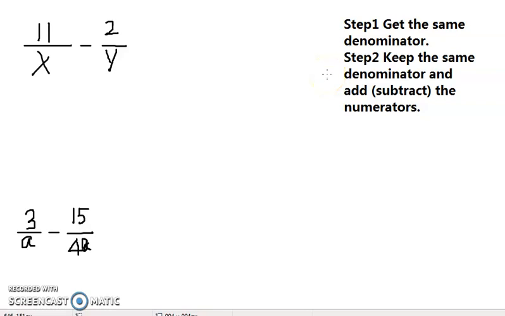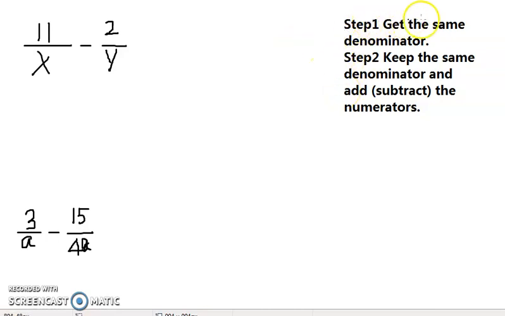We have looked at how to add or subtract fractions. And when we look at these two problems, 11 over x minus 2 over y, they do look like fractions. The only difference is the bottom numbers are not really numbers, they are variables, x and y. Similarly, 3 over a minus 15 over 4a, we have variable a in there. So still these can be solved almost the same way as subtracting, adding fractions. So the steps are going to be the same.